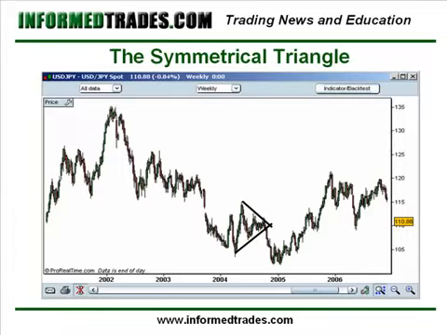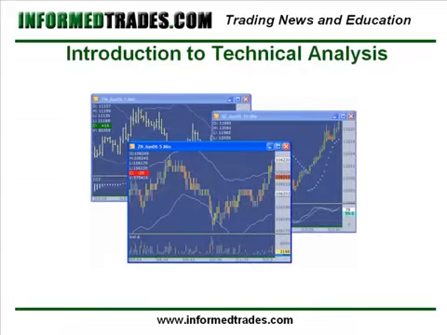Okay. So that completes this lesson. You should now have a good understanding of the different types of triangle patterns and what each signifies. In our next lesson, we're going to go over strategies for trading each of these patterns, complete with entry and exit points. So we hope to see you in that lesson.